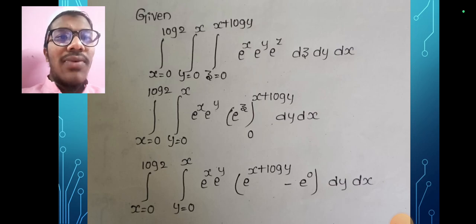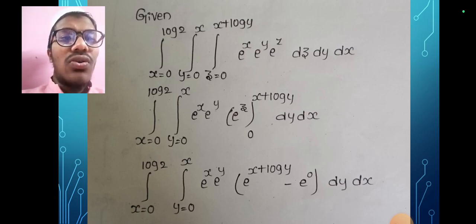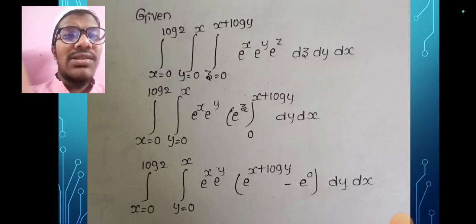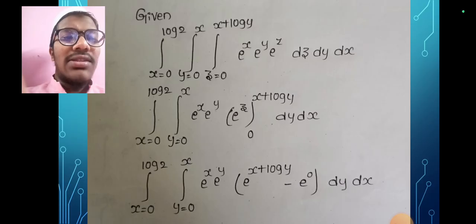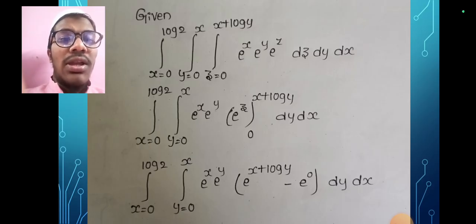First we take x equal to 0, y equal to 0 and z equal to 0. Integral x equal to 0 to log 2, y equal to 0 to x, and integral z equal to 0 to x plus log y of e power x, e power y and e power z dz dy and dx.